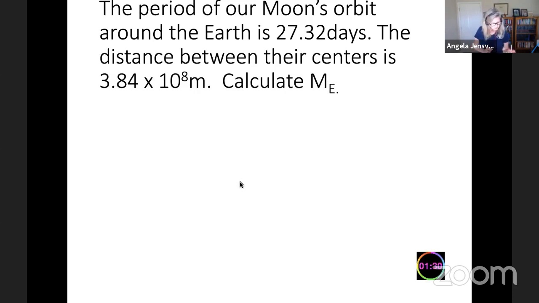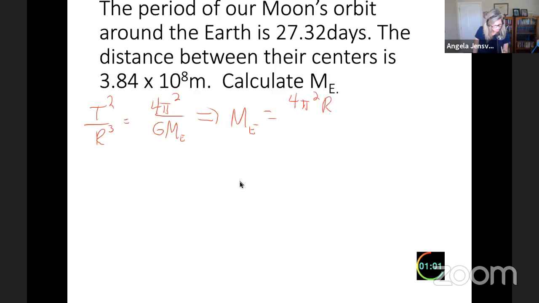Okay, so we're going to use Kepler's third law. Oh gosh, I keep doing this, the subscript instead of the superscript. 4 pi squared. Okay, so we're trying to find the mass of the Earth. So let's solve for that first. It would be 4 pi squared r cubed over g t squared.